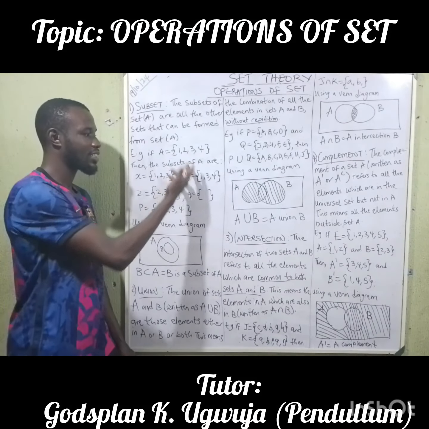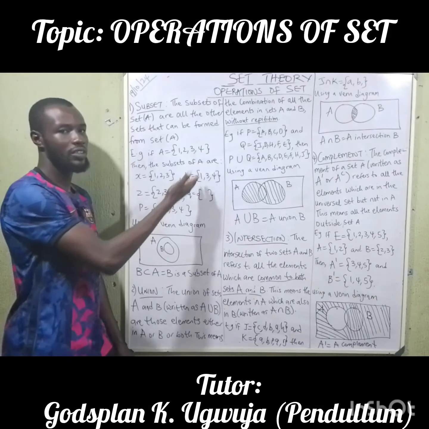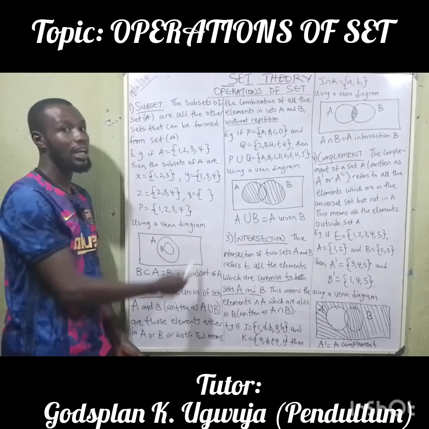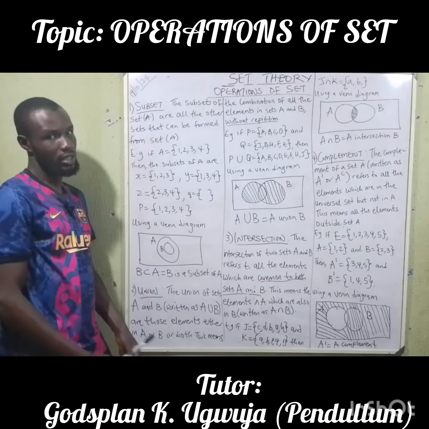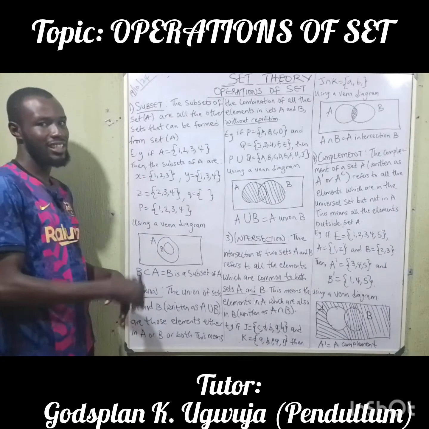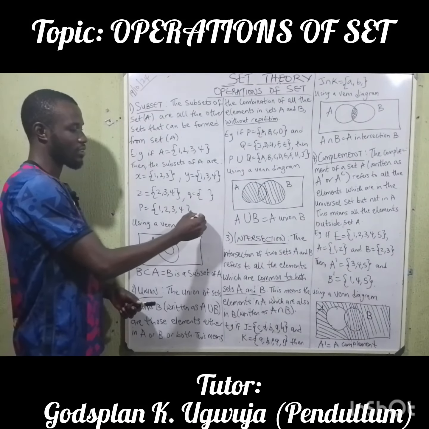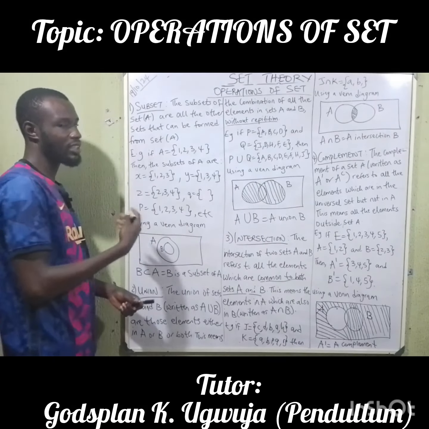And then also every set has an empty set in it. So if I remove all the elements of set A, I have an empty set as a possible subset. So what you need to understand is that a subset refers to all the sets that can be formed out of a particular set. All right, so there are so many in this case.